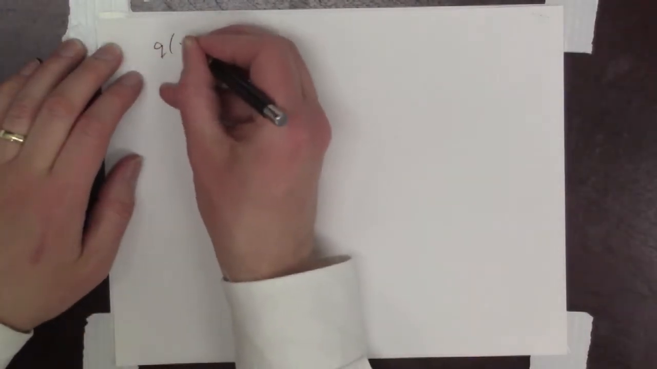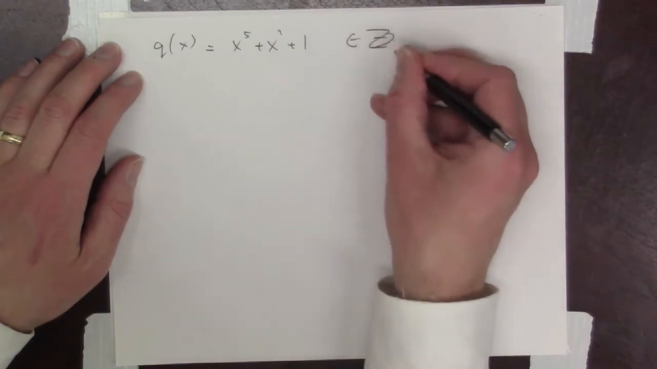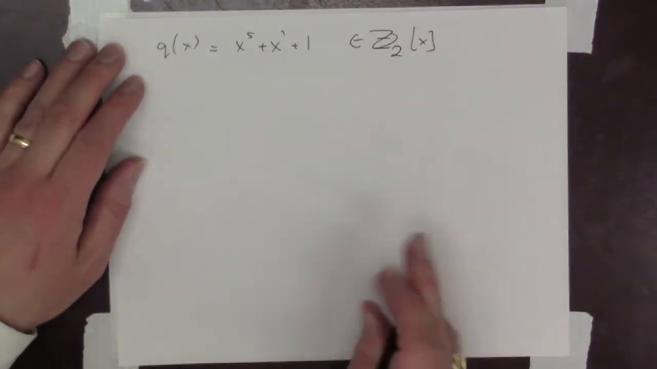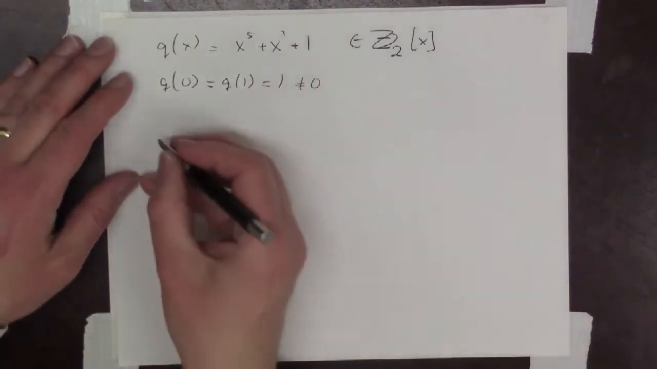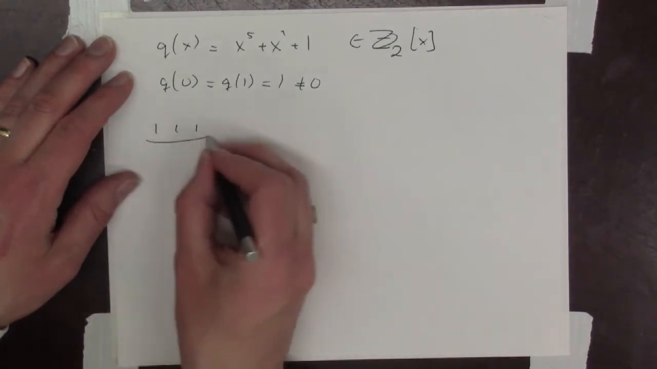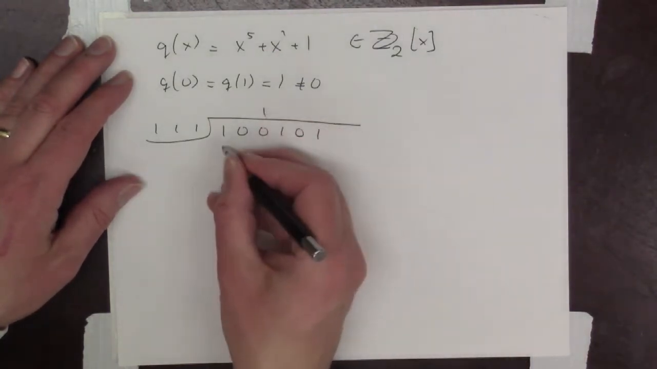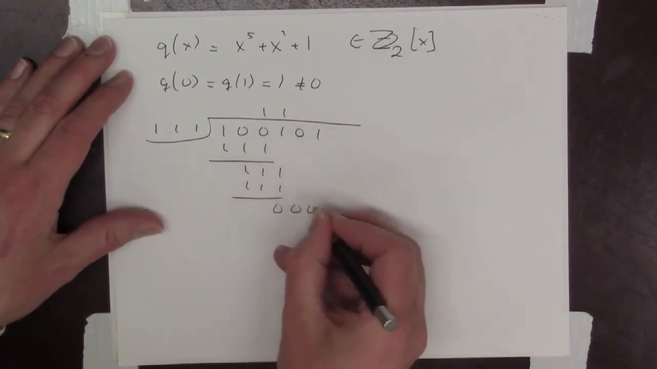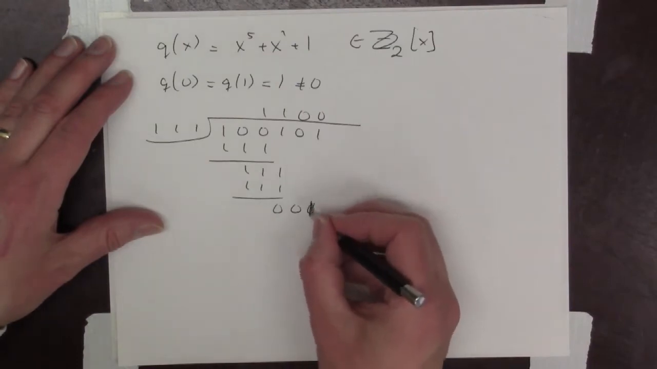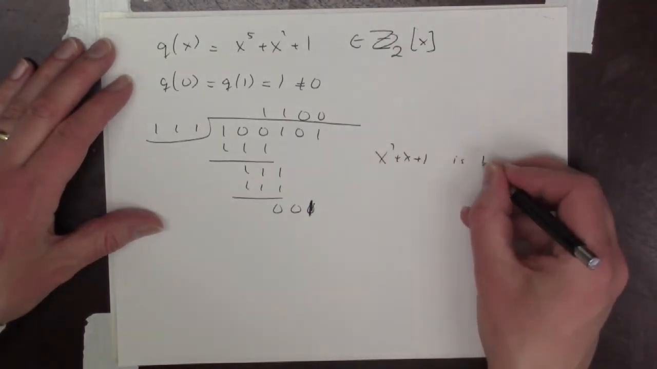Okay. Now let's do the next one. Q of x equal to x to the 5 plus x squared plus 1. And we are still in the integers modulo 2. I love mod 2. Yet again, you notice that q of 0 is equal to q of 1, which is 1, which is non-zero, so you have no linear factor. Now let's try the x squared plus x plus 1. Okay, we do the division. And now, wait a minute, we get the remainder 1 here. So x squared plus x plus 1 is not a factor.